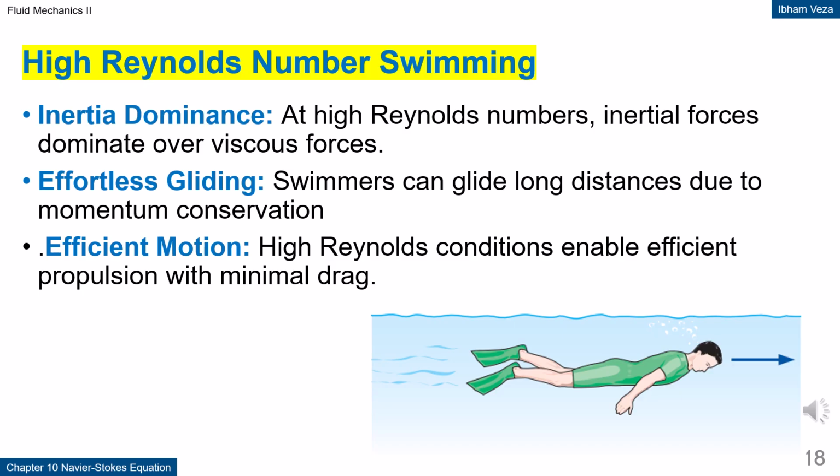High Reynolds number swimming. At high Reynolds numbers, inertial forces are much more dominant than viscous forces. Under these conditions, a swimmer can glide a long distance by relying on momentum. Viscous resistance is relatively small compared to the stored kinetic energy. Motion becomes more efficient because continuous propulsion is not required. This example shows a sharp contrast with the microscopic world of creeping flow.